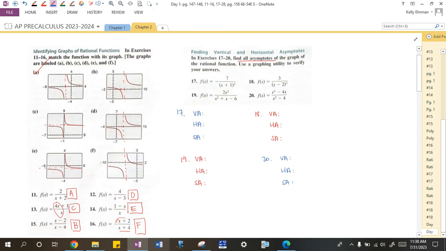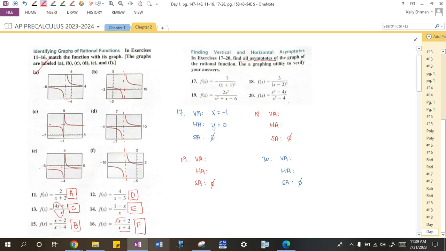All right, so I'm just going through the three types. We have vertical, horizontal, and slant asymptotes. Vertical asymptote for number 17 is x equals -1. Horizontal asymptote, it's bottom heavy, so y equals 0. If there's a horizontal, there can't be a slant, but remember slant is top heavy by degree 1. So none of these have slant asymptotes. I just wanted to make sure that I reminded you that they exist. At the end of the assignment, we'll find some slant asymptotes.